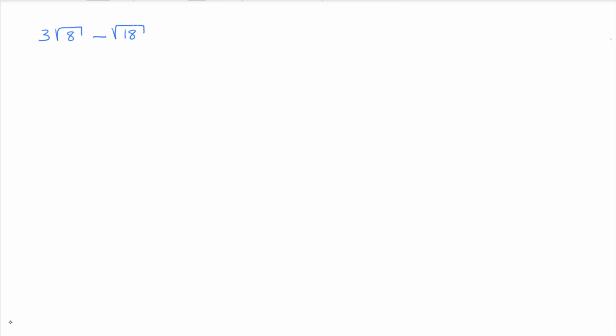The first is a very common mistake which must be avoided, and that's the following. The square root of a plus the square root of b is not equal to the square root of a plus b. For instance, we cannot say that the square root of 3 plus the square root of 5 is equal to the square root of 8. That is completely incorrect. So it is not equal.